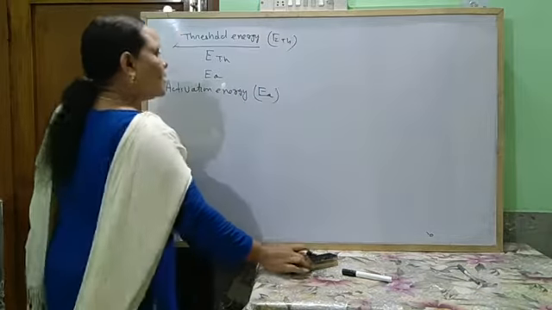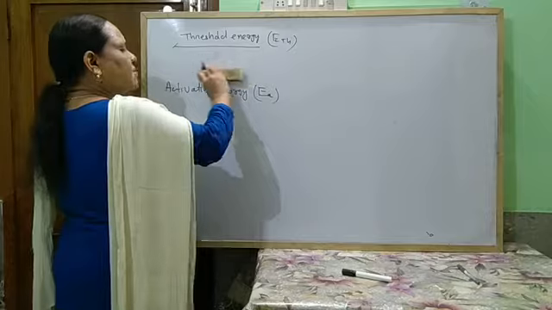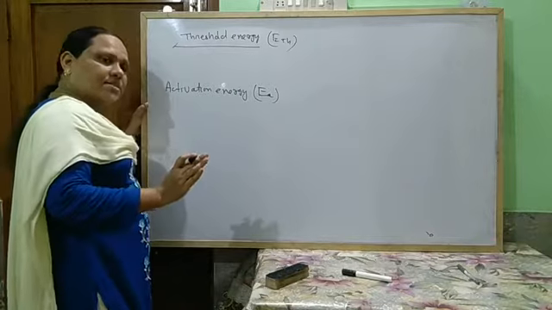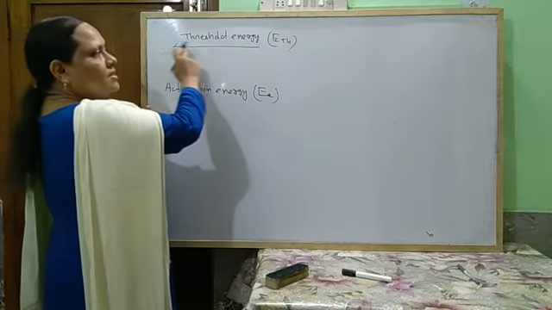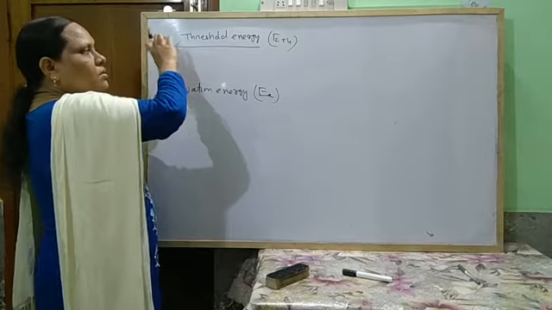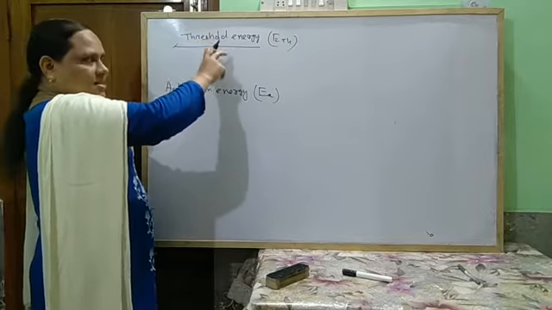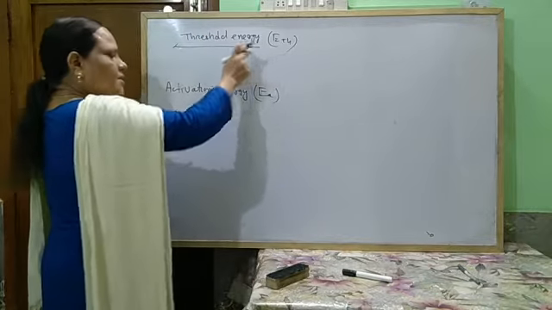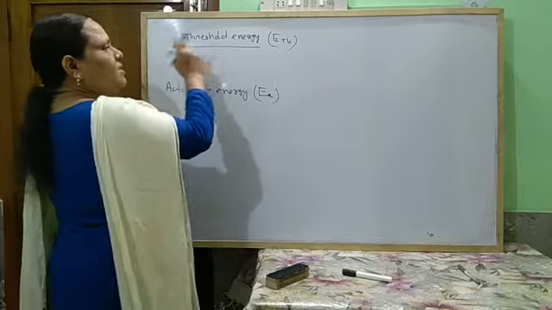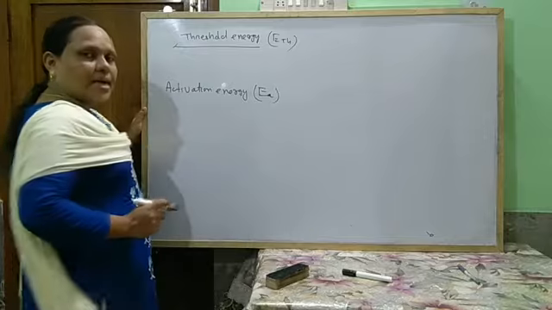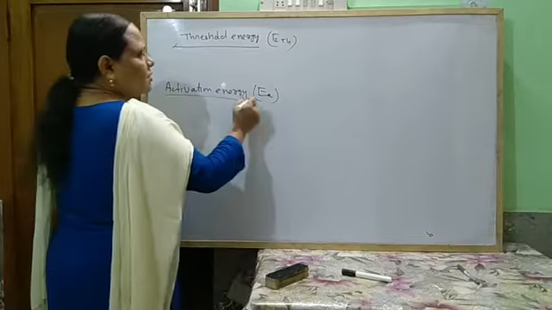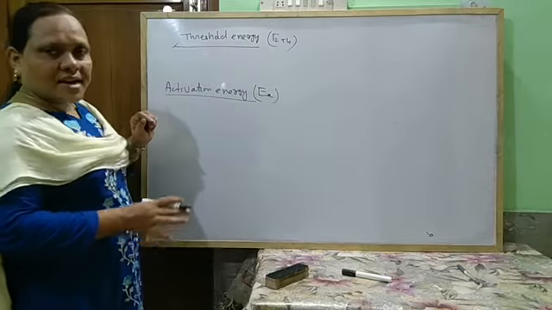So all the reactant molecules have a lesser amount of energy, and when we supply some extra energy, they achieve the threshold energy where the reaction starts. The minimum amount of energy where the reaction starts is threshold energy, and the energy supplied to reach it is activation energy. This can be better understood if we draw an energy profile diagram.